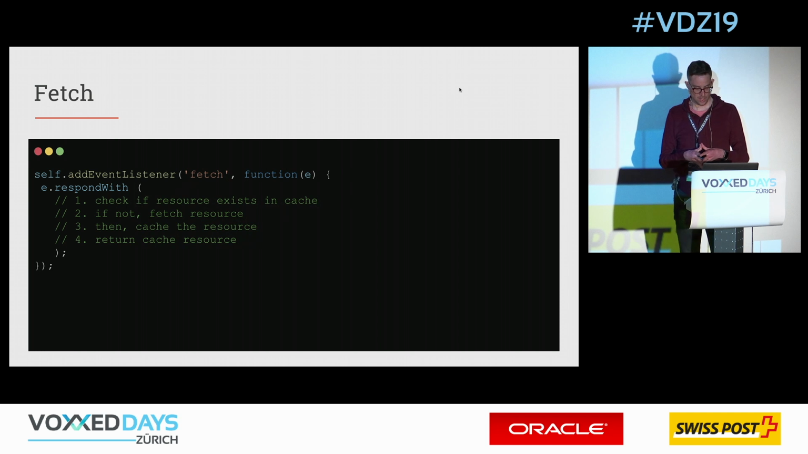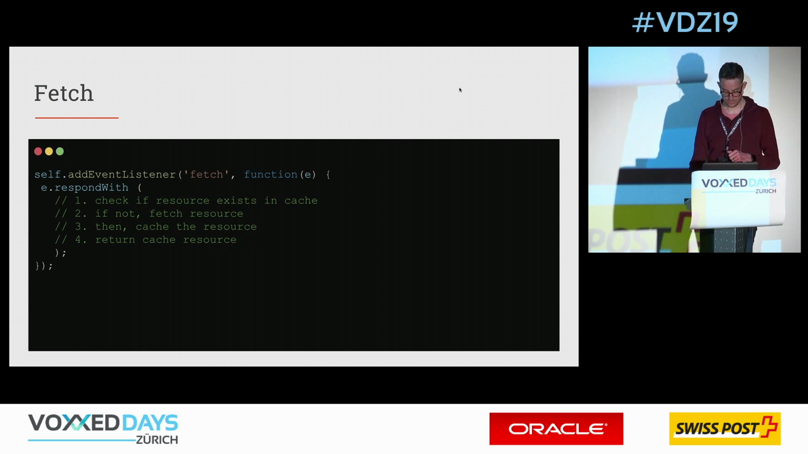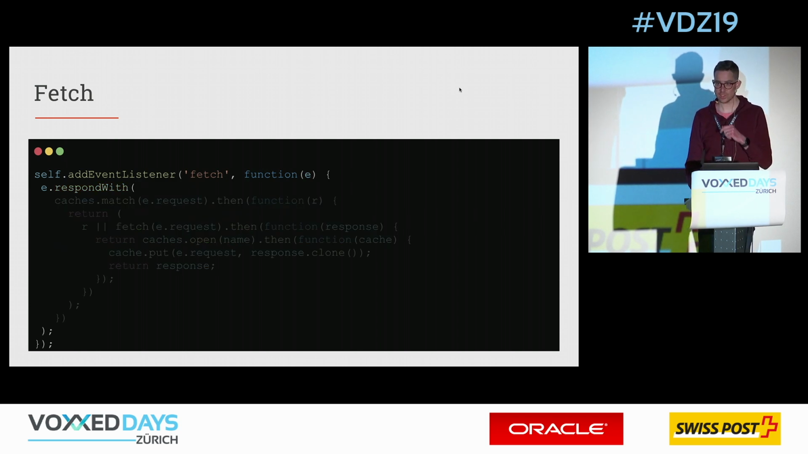So here you can see what we're going to do is respond with, and we're going to check if the resource exists in the cache. If not, we're going to actually do the fetch. Then we're going to cache that resource, and then return the cached resource. So let's take a look at that code.